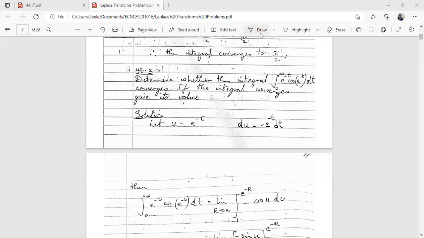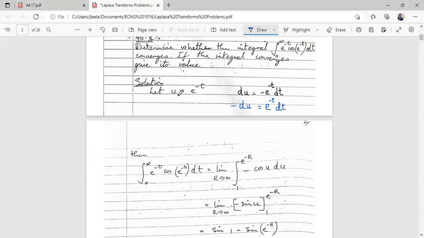So basically, du, right, minus du would be e to the minus t dt, right? So we're ready to make our substitution now. Where you have e to the minus t, you put in u, right? So here you're getting u, and you want to change from t to u, right? So minus e to the minus t dt is this term here together with this one here, right?